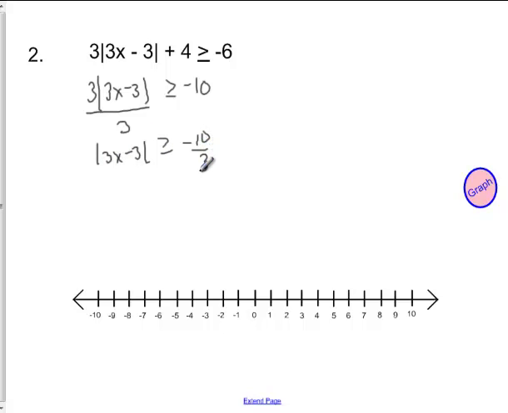Does anybody see it yet? The answer is every number in the world. And this is our shortcut for writing every number in the world. This symbol means all reals. Because won't absolute value always be greater than or equal to a negative? Well, it's always greater than a negative.